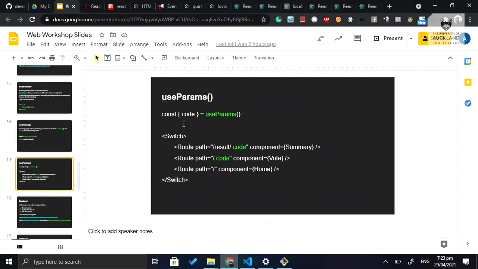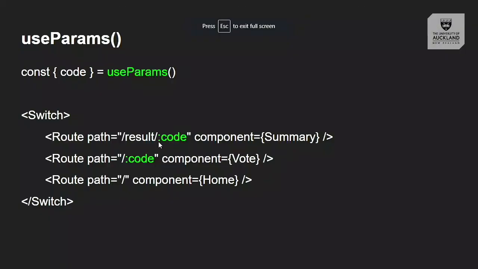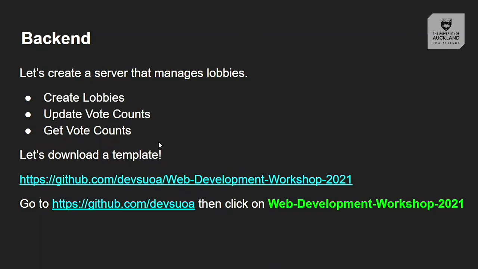And back to use params, basically we want to use the code to define different lobbies in our app. And after getting the code to work, we will set up the backend. The backend is going to take a while.